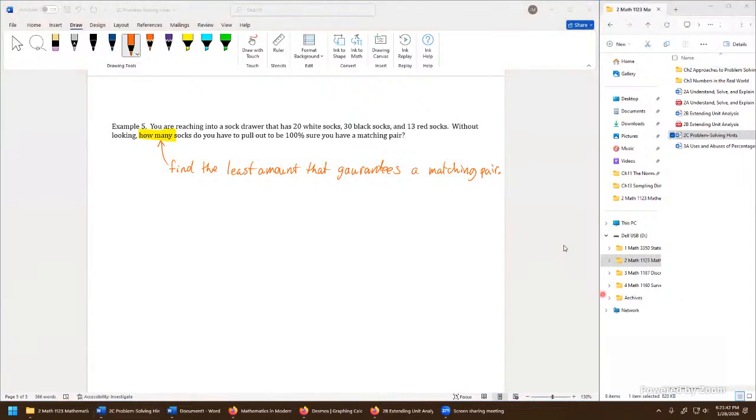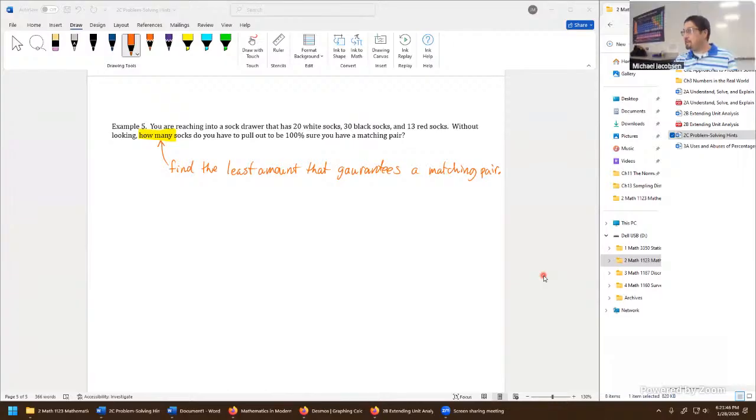6. 6 would do the job for sure. But it turns out you could pull out less than that. Anyone see what would be the smallest number that would work?